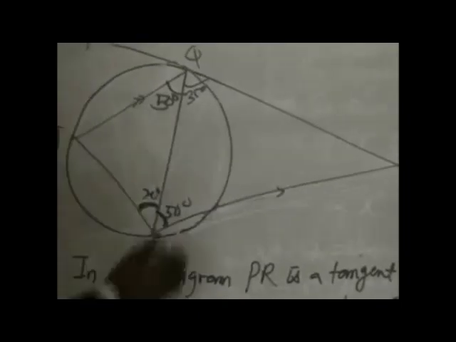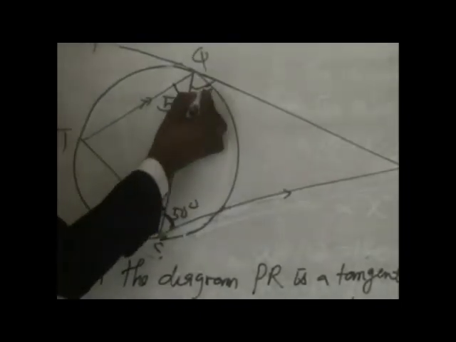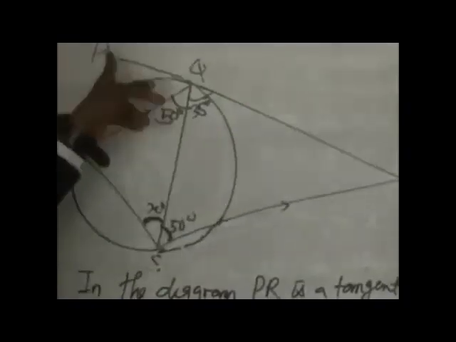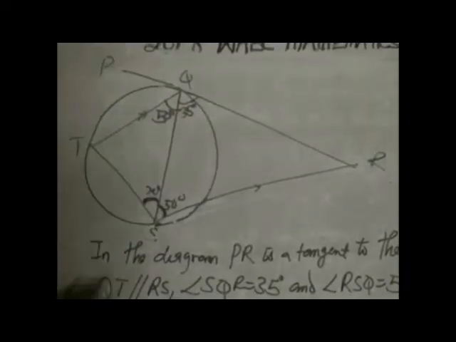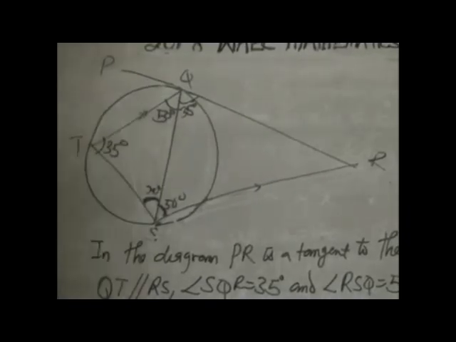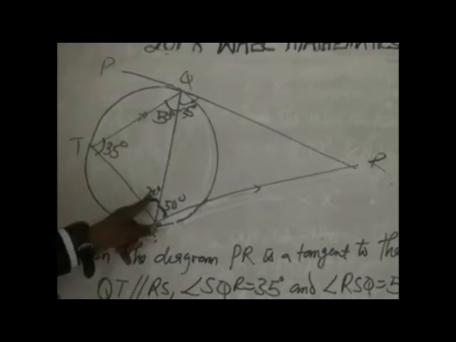And don't forget, this 35 is the angle between a tangent and a chord. I've stated that the angle between a tangent and a chord is always equal to the opposite interior angle. So if this place is 35, this place is 35 by that rule. So if this place is 35, this place is 50, this place is x.